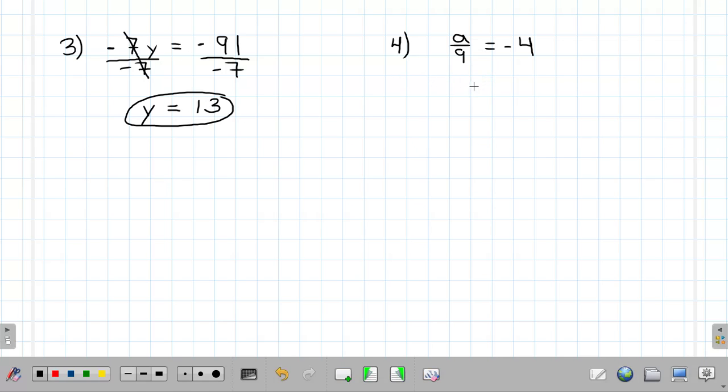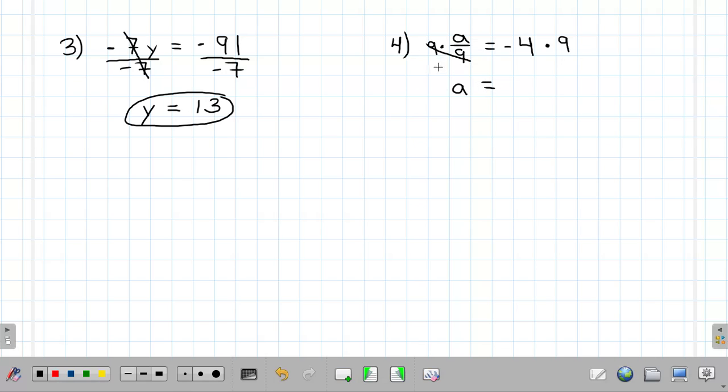Number 4, very similar to number 3, except instead of multiplication in this problem, we have division. So we have the letter A divided by 9 is equal to negative 4. Once again, A is our variable. We're dividing it by 9. Well, what's the opposite of dividing by 9? That is multiplying times 9. But just like before, if we do something to one side, we've got to do it to the other. Multiplying 9 times a over 9, the 9s simply cancel, giving us 1 times a, so we have 1a is equal to, which is what we want.